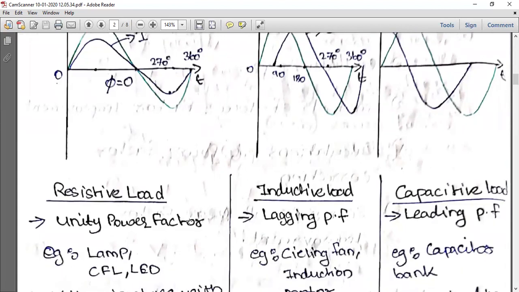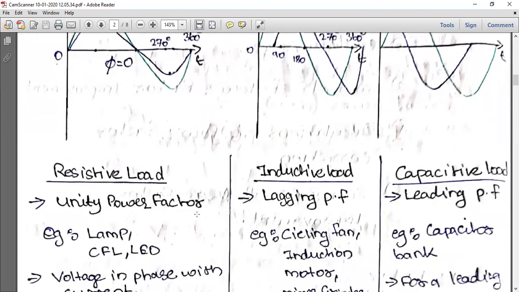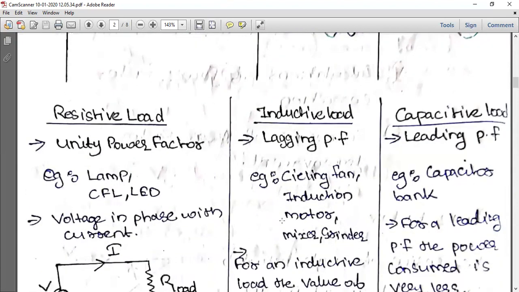An example of resistive load is lamps, CFL, LED lamps, and all. They are all resistive load, because we have a filament, we put on the light, the filament will burn, and according to Joule's law of heating, H equals I square RT. So we'll get the output power. That's all resistive.